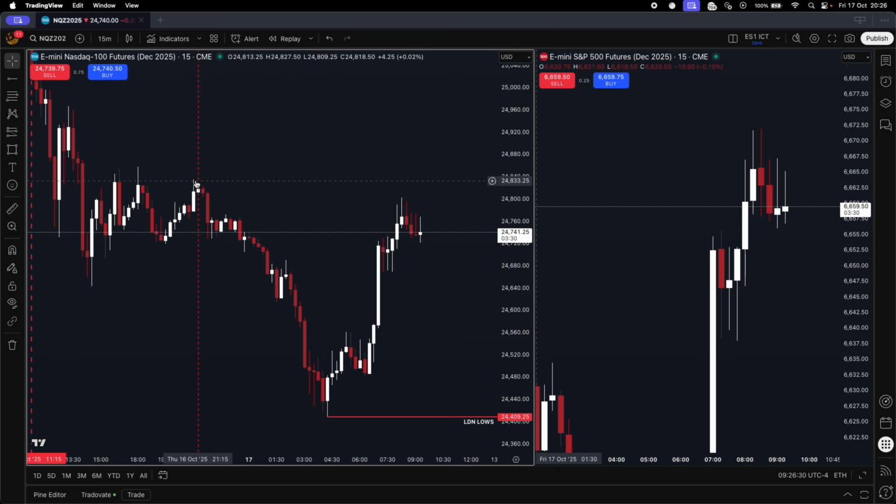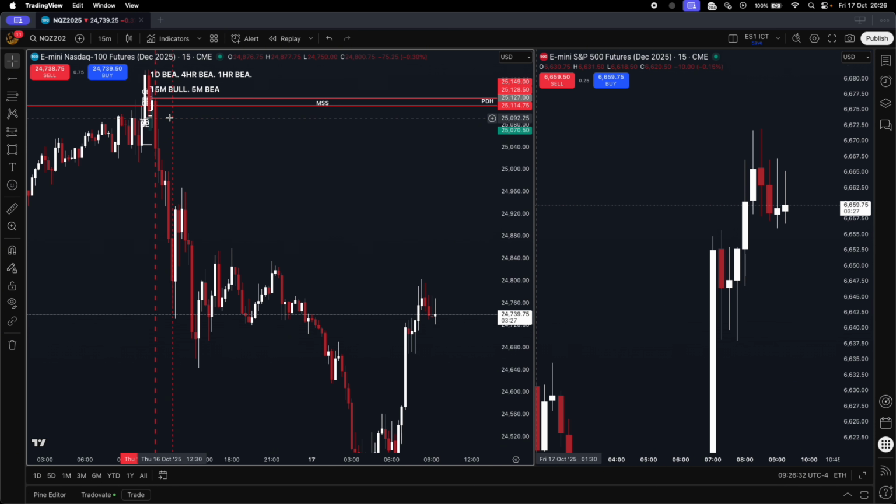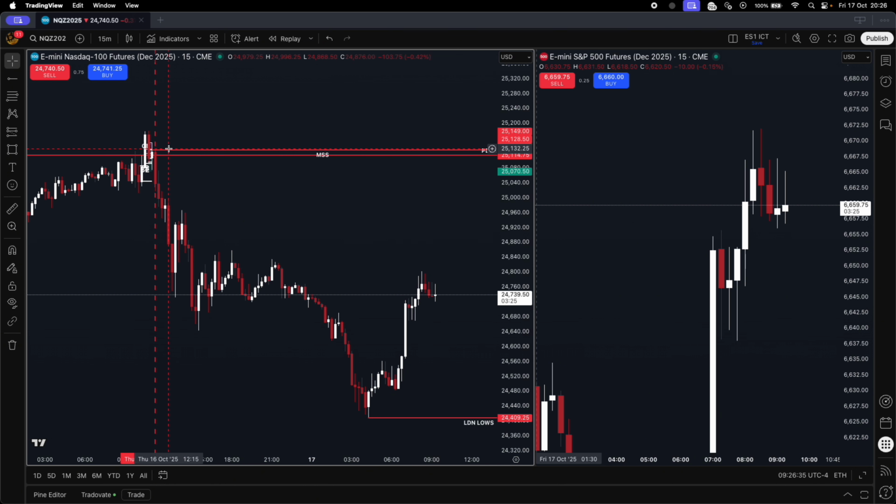Okay, also I'm going to want to delete these previous areas here. Just get rid of all of those.